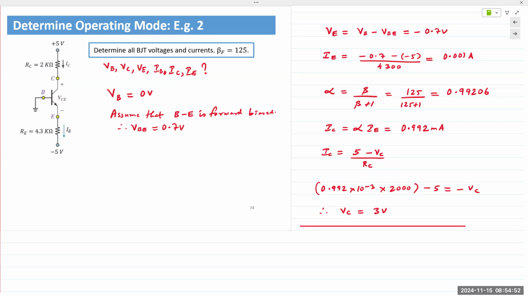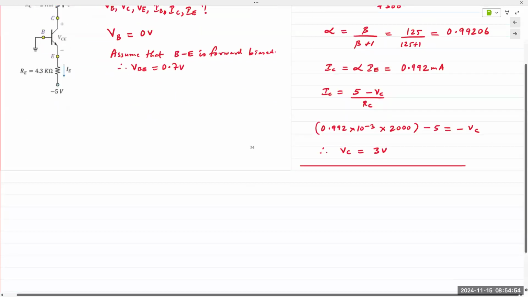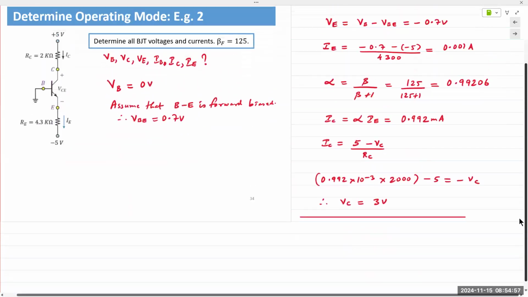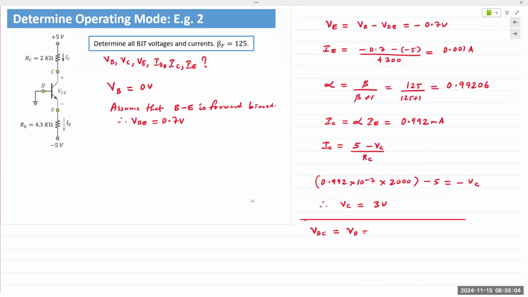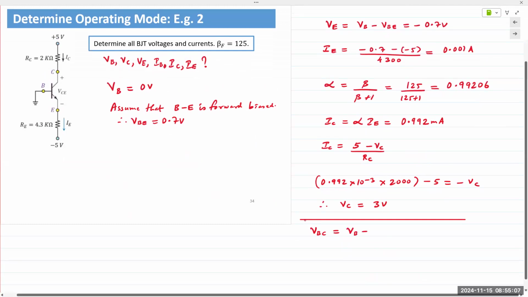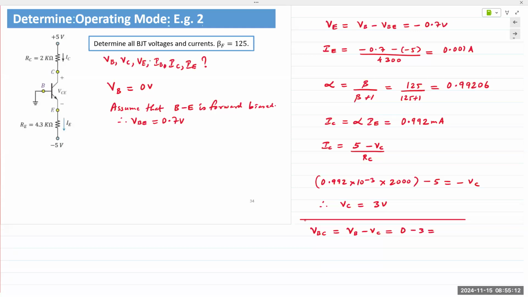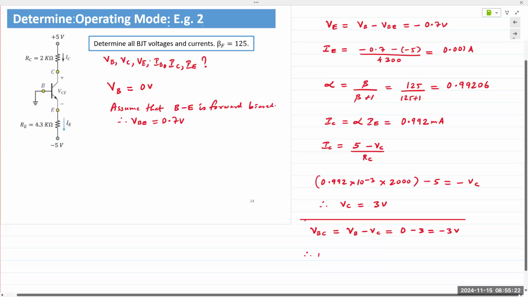Well, there's a process that I was going through, but yes, that is correct. So if we see VBC, VB minus VC, 0 minus 3, that gives us a negative value. And because it's negative, that means the collector base junction is reverse biased, and hence active mode.